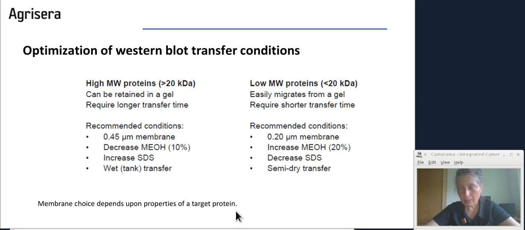So please consider that one and the same protocol will not work for different proteins, so there is a need for adjustments.